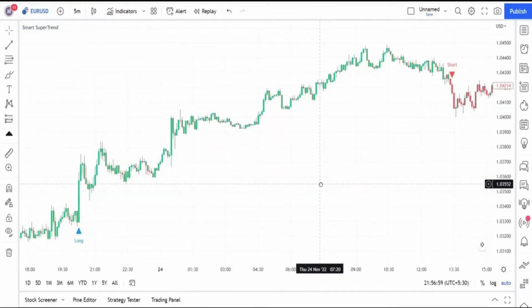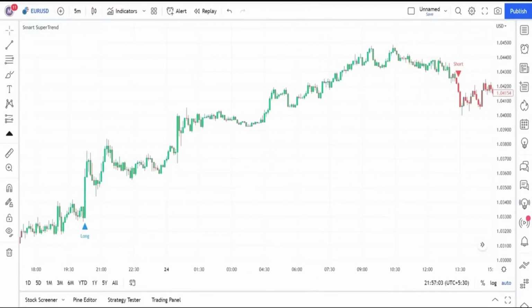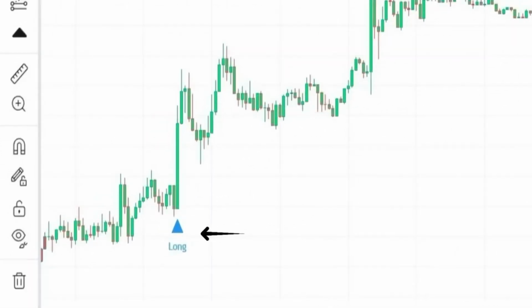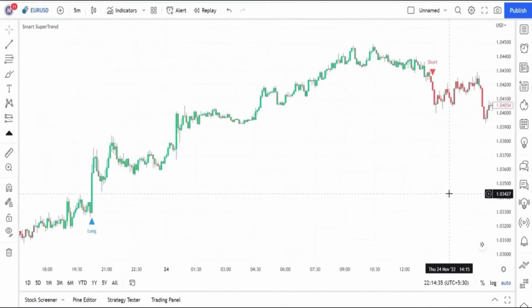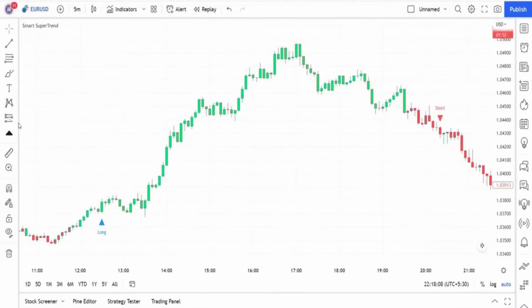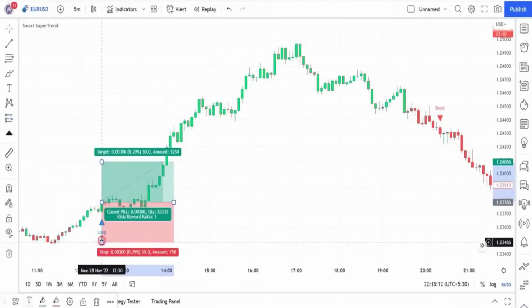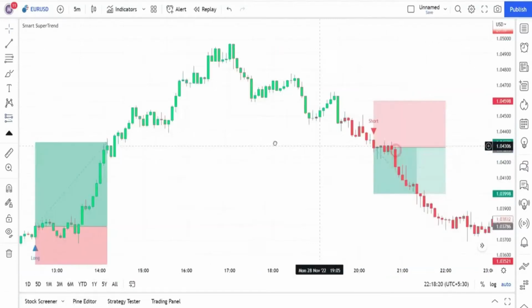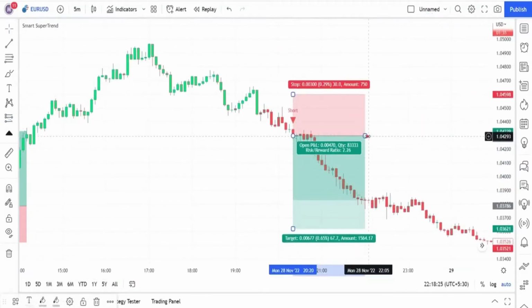As you can see, Smart Super Trend is an indicator with a simple and clear buy and sell signal, that we're going to use to trade. When the indicator indicates a long signal, and the color of the candlestick is green, this buy signal is valid. And whenever the indicator indicates a short signal, and the color of the candlestick is red, this sell signal is valid. For example, like here, this long signal is valid. The color of the candlestick is green. And this short signal is also valid, because the color of the candlestick is red.